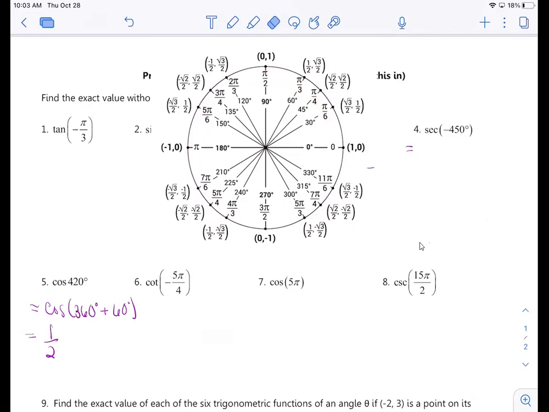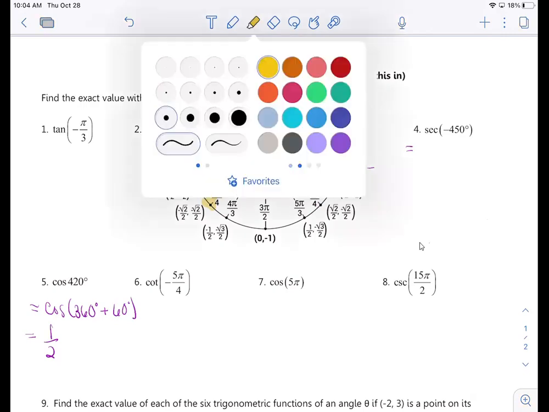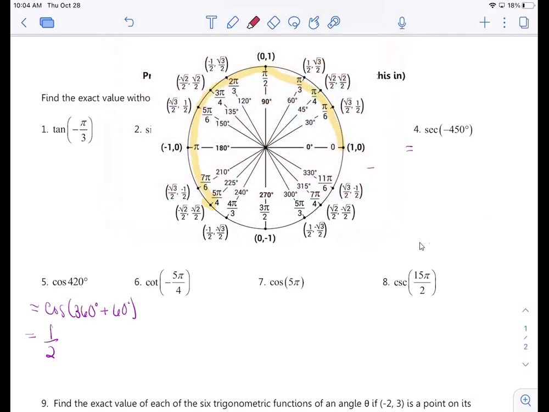So now I need to find cotangent of -5π/4. Well, here's the thing. From here to here, that angle is a positive 225 degrees. In radian world, it's 5π/4. I need to make that same big angle, but in the different direction. So you need to travel just as much.